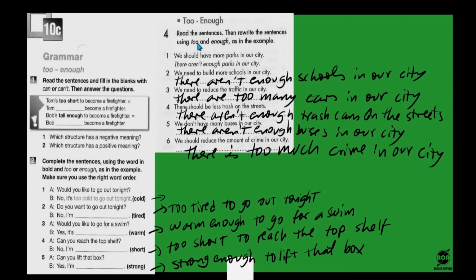So here we fill up this exercise. Here for instance it says, do you want to go out tonight? No, I'm tired, right? So I'm too tired to go out tonight. You follow up with the other ones so that the video is not that long. There aren't enough schools in our city, because it says here we need to build more schools, so there aren't enough schools. We should reduce the amount of crime in the city. If we should reduce it, it's because there is too much crime in the city. Okay, you can stop the video and watch this later on.